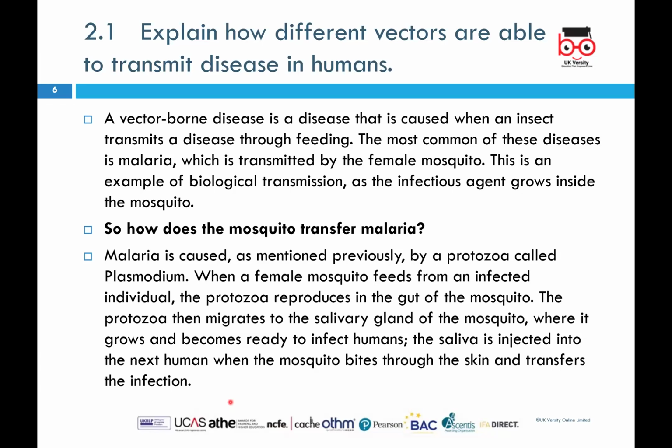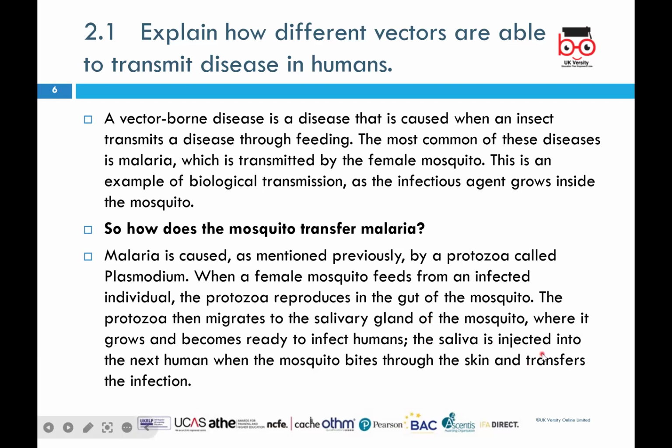So how does a mosquito transmit malaria? Malaria is caused by a protozoa called Plasmodium. So when a female mosquito feeds from an infected individual, the protozoa reproduces in the gut or stomach of the mosquito. So it's there where the multiplication happens. The protozoa then migrates to the mouth or the salivary glands of the mosquito, where it grows and becomes ready to infect. So it's there in the mouth, growing there.